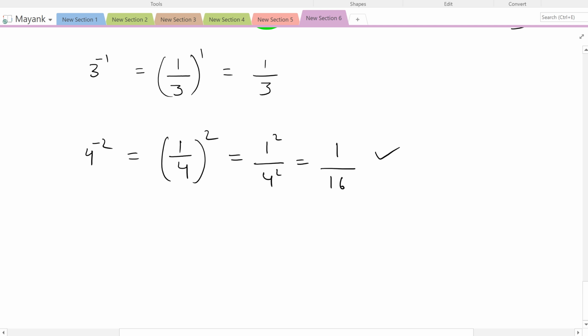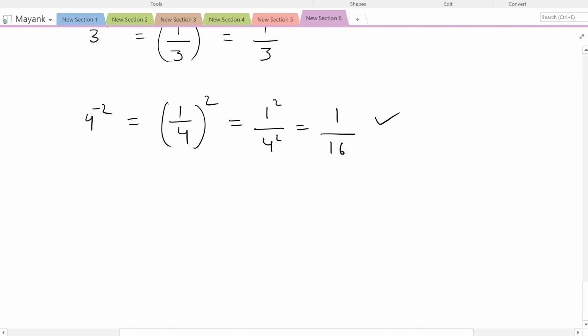Good? Now you're going to answer me this question. Let's see if you understand the concept. What will be that in a positive power form? If they ask you to simplify this thing, how would you do that? 1 over 5 brackets and 2. That's right. And what is that?